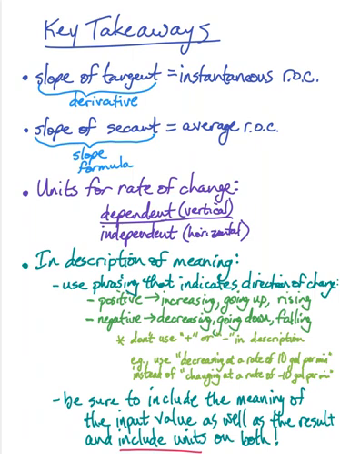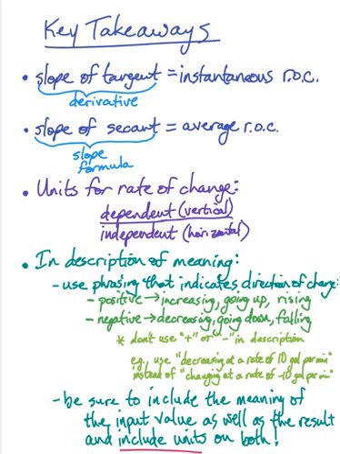So, first of all, we should know this already. A slope of a tangent line, which is indicated by a derivative, is going to give us an instantaneous rate of change. And the slope of a secant line, which we use the slope formula for, is going to give us an average rate of change. We also want to make sure that we're including phrasing and explanations that indicate an instantaneous rate of change at a particular time versus an average rate of change over some time interval.